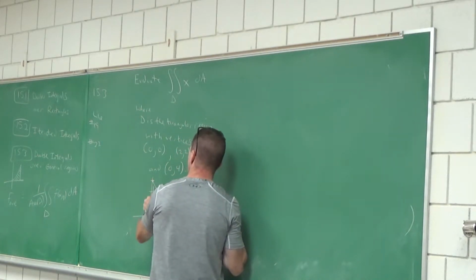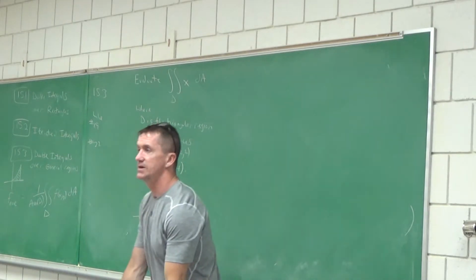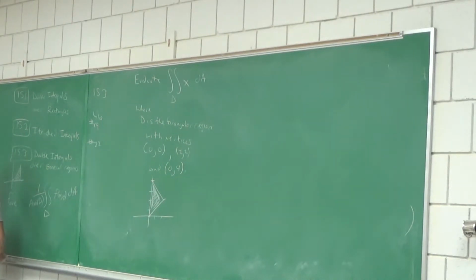Shade it in. The triangle. And a triangle is a general region, so I might as well add it to this image. Triangles are general regions. That means you can't split it up. You're going to have to do it as an iterated integral.